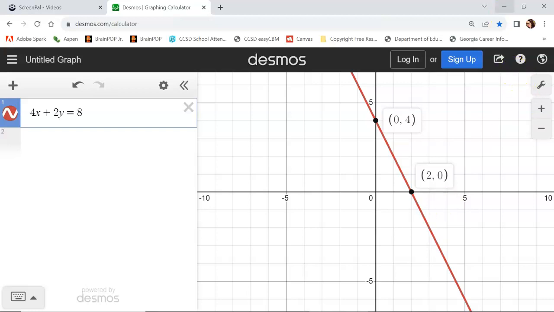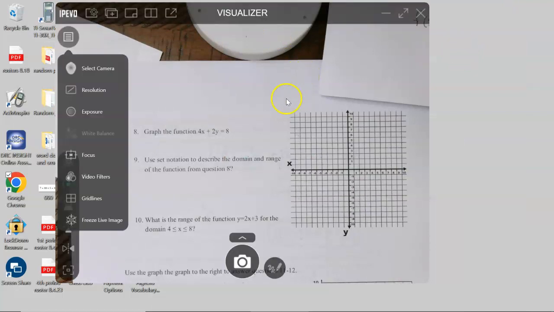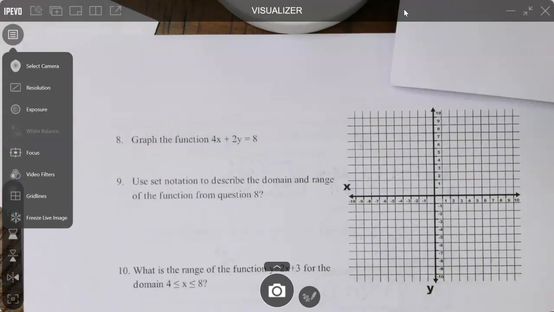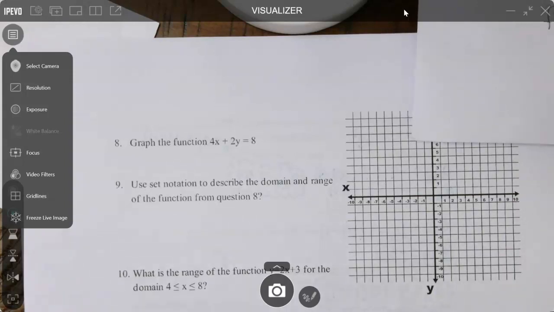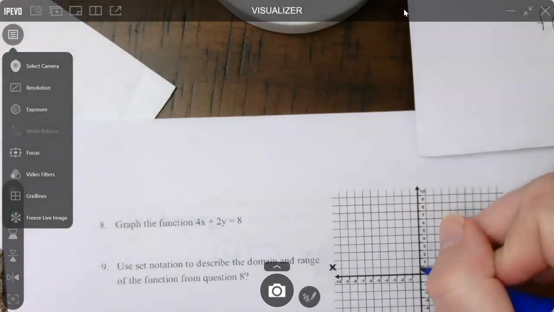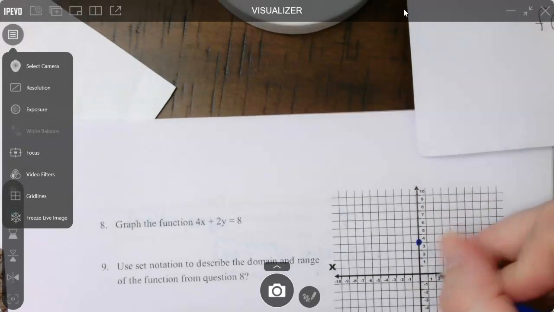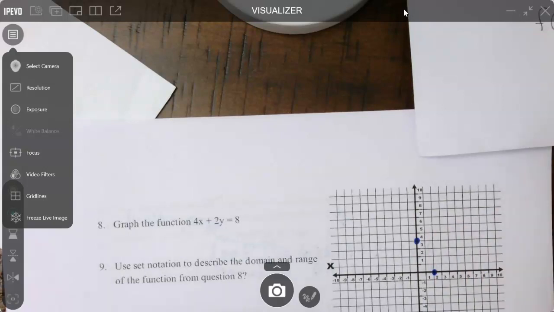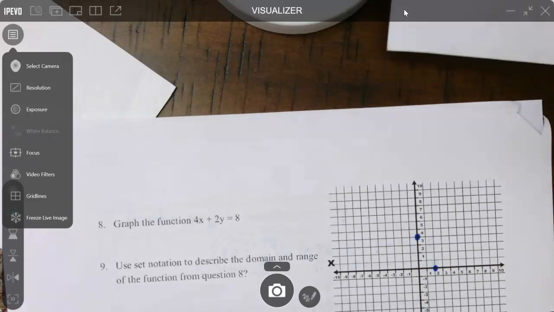Okay, so I'm going to go back. All right, so we had a few points. Hold on, let me make this bigger. All right, we had 0 and 4, we had 2, 0. What was that third point? Sorry, positive 3, negative 2, which is here.